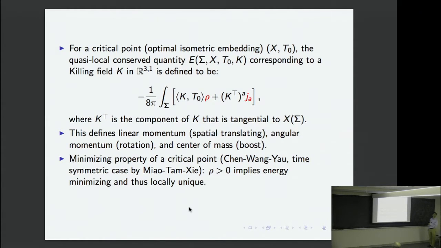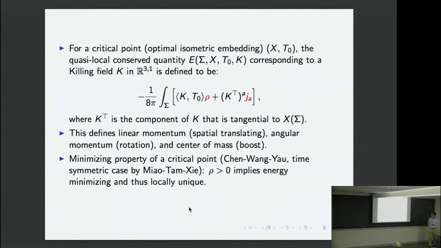Okay, and I also can make use of this rho and J, the two density functions, to define quasi-local conserved quantities. So this is the expression of the quasi-local conserved quantity. What you do here is you take a Killing field in the Minkowski space-time. There are 10 dimensions of them. Then you pair this one with your T naught, and you also take the tangential part on this surface here. This defines the linear momentum if you use a spatial translation, or angular momentum if you use a rotation, or center of mass if you use the boost Killing field.